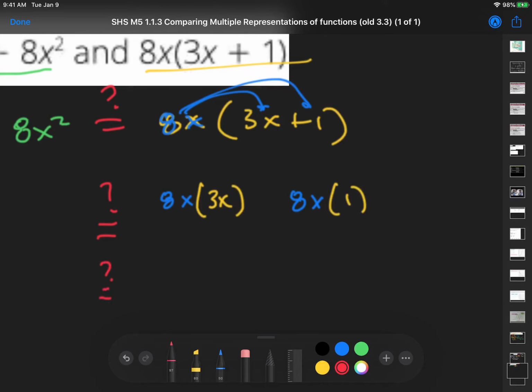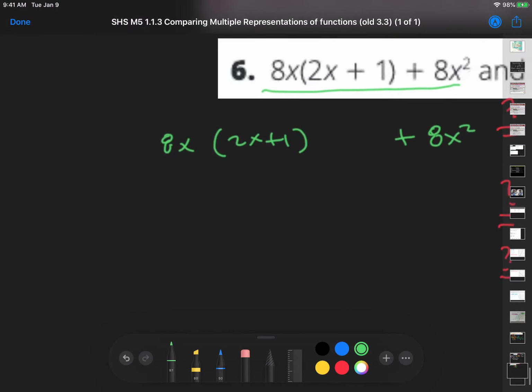So what do we get? We get 24x squared, because remember, x squared is just x times x, which you have right there and there. 8x times 1 is just 8x, and remember 8x is positive. That's why I'm writing a plus sign there. Okay, and that's it. Those are not like terms. You cannot add them. Do not add 24 plus 8. That does not equal 32x squared. That does not equal 32x cubed. It's just like that.